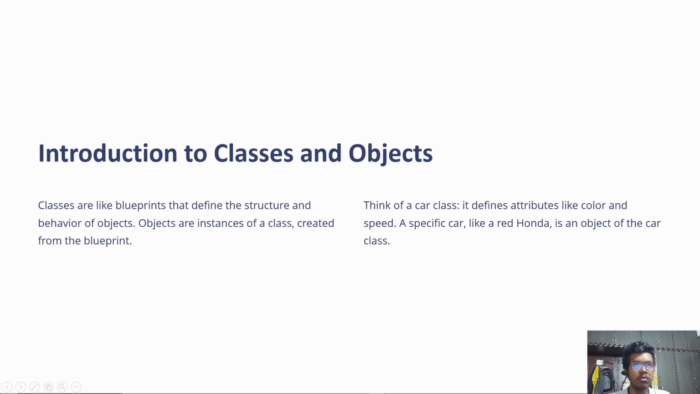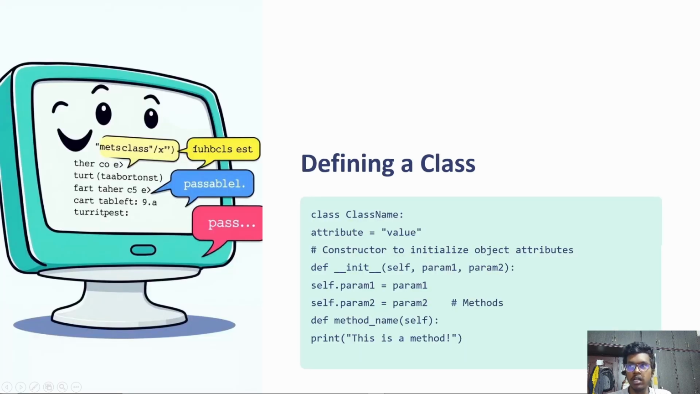Moving forward, let's define a class. For example, let's take a class named ClassName with attributes as values. We are going to use def __init__, which stands for initializer, where we are going to use self, param1, param2. Self.param1 is parameter 1 and self.param2 is parameter 2. This comes in methods, and I have given the basic syntax of methods.